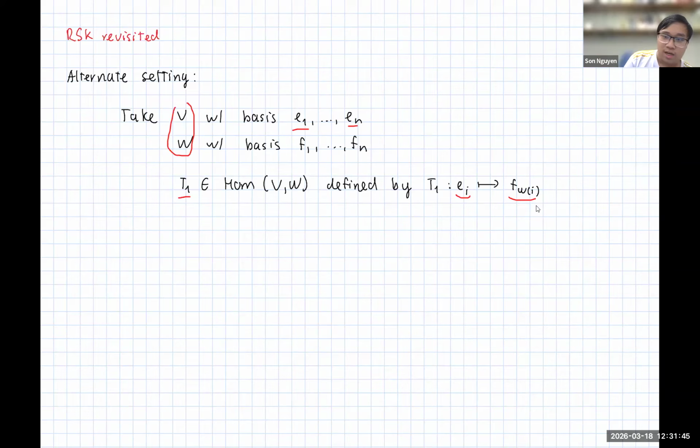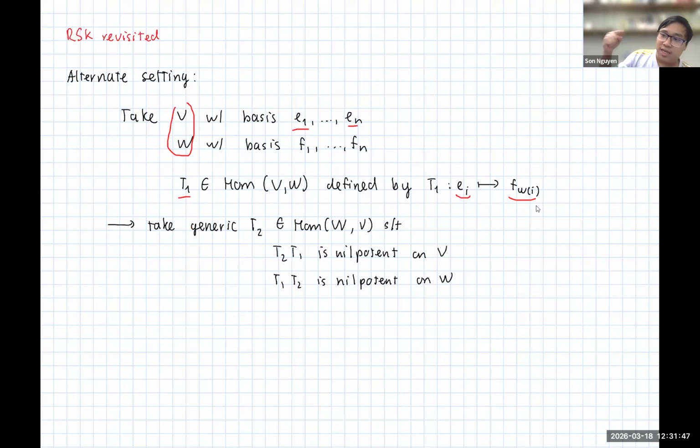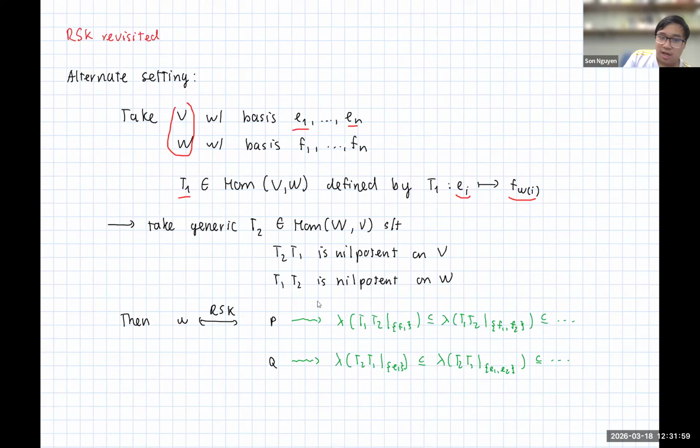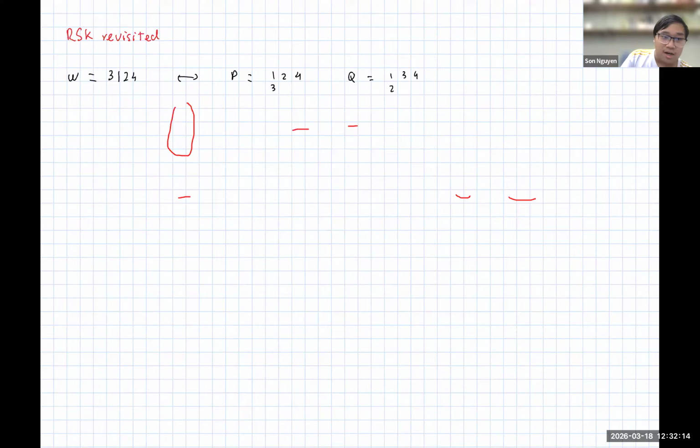And I want to take a generic T2 going the other way so that when I do T1, T2, it is nilpotent on my first vector space. And if I do the other way around, it is nilpotent on my second vector space. And then I can interpret RSK as just reading the Jordan form of either T1, T2 restricted on W or T2, T1 restricted on V. So let me do an example.